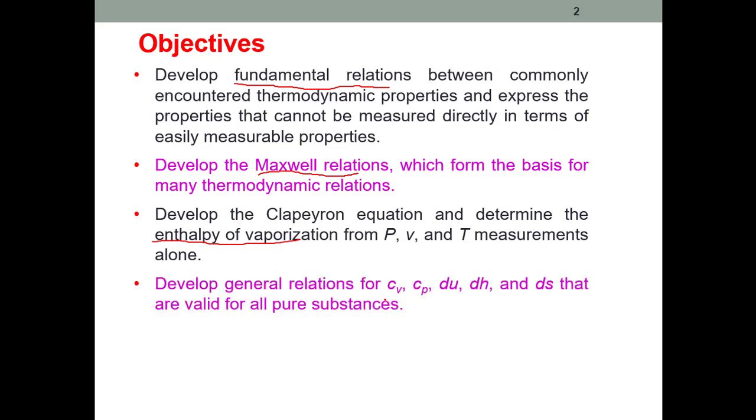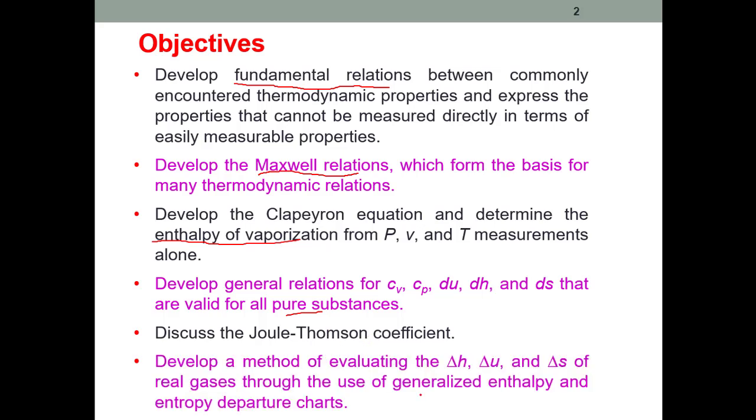And then we'll try to develop the relationships for Cv, Cp, and du, dh and ds for all pure substances. And then we'll discuss the Joule-Thomson coefficient. And lastly, up till now you have derived relationships for enthalpy change, internal energy change and entropy change for ideal gases. But in this chapter we'll try to develop these relations for real gases. So that would be quite different from your previous chapters, right? So these are the major objectives.